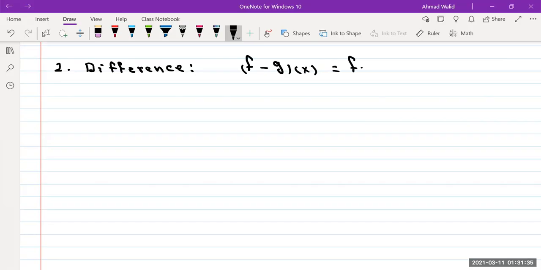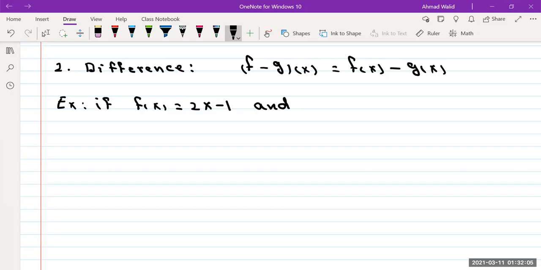Formula, if you're looking for the f minus g of x, it's the same as addition. Means f of x minus g of x. That's it. Example. F of x equals 2x minus 1. I'll copy this example from your book.